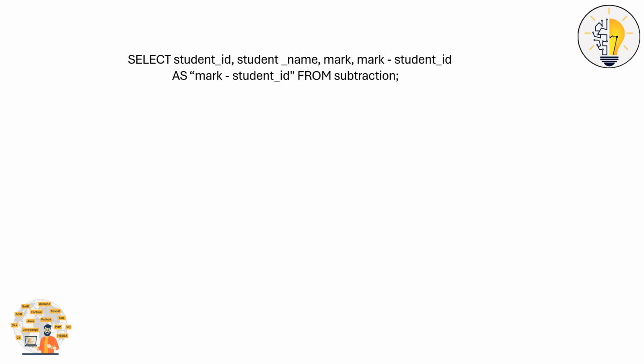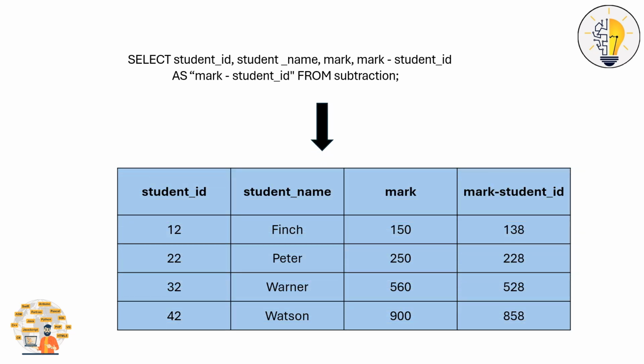Now we'll see two column subtraction. The same thing, but two columns, the mark column and the student ID column, will be subtracted from each other. So now it becomes 150 minus 12, 138. 250 minus 22 becomes 228. 560 minus 32 becomes 528. So this is two column subtraction.